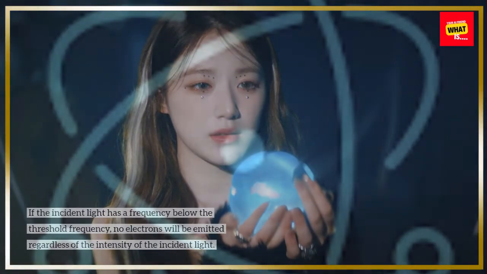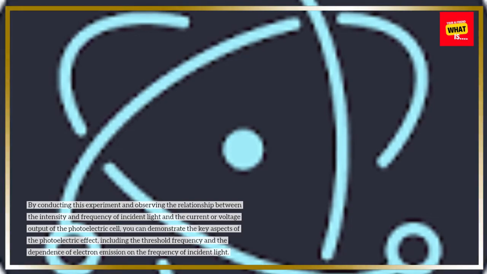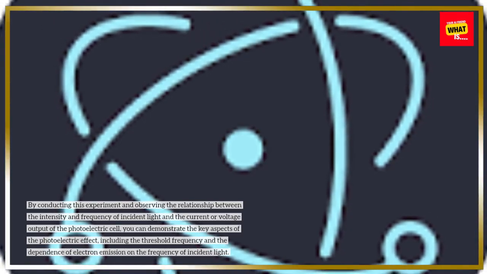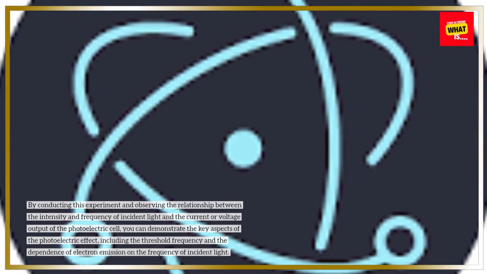of the incident light. By conducting this experiment and observing the relationship between the intensity and frequency of incident light and the current or voltage output of the photoelectric cell, you can demonstrate the key aspects of the photoelectric effect, including the threshold frequency and the dependence of electron emission on the frequency of incident light.